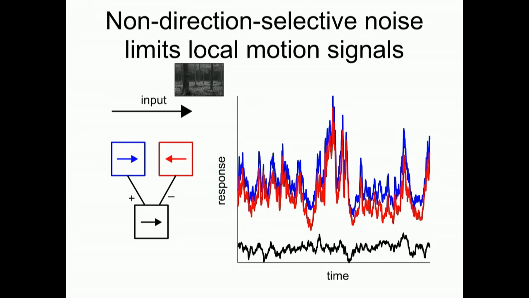So the standard deviation relative to the mean here is much smaller than these guys. Essentially, if you could do this kind of opponency early on, you might think that you could devote more of your dynamic range as a neuron to transmitting information about direction rather than this non-directional noise that might come in natural scenes.